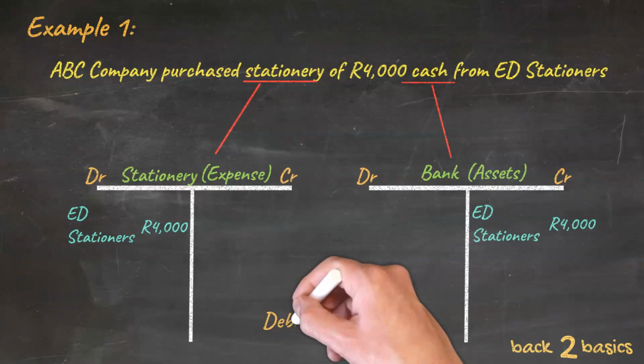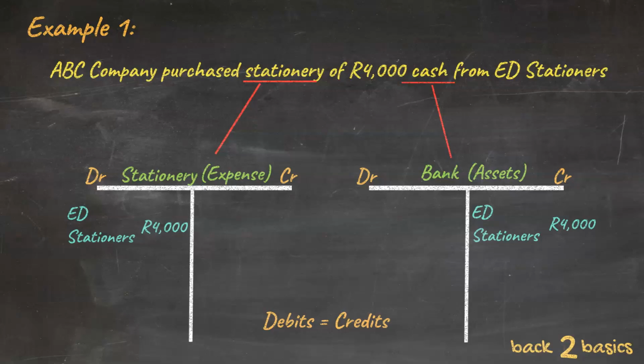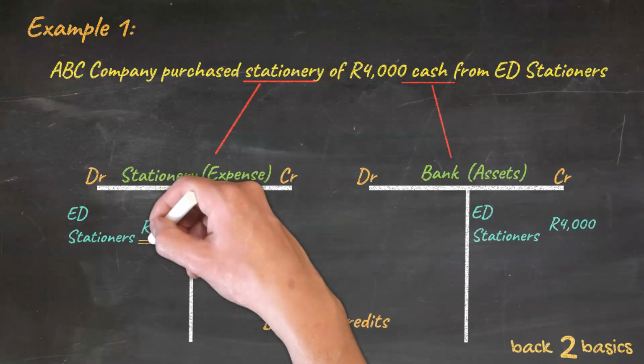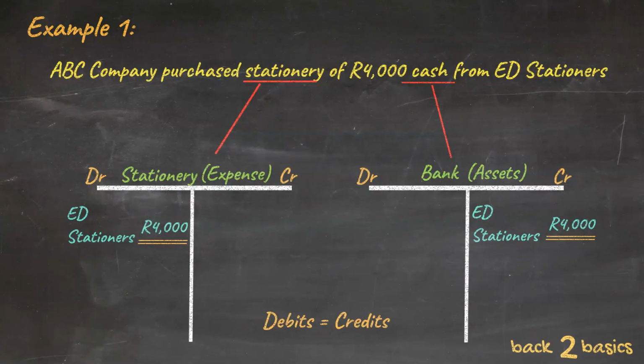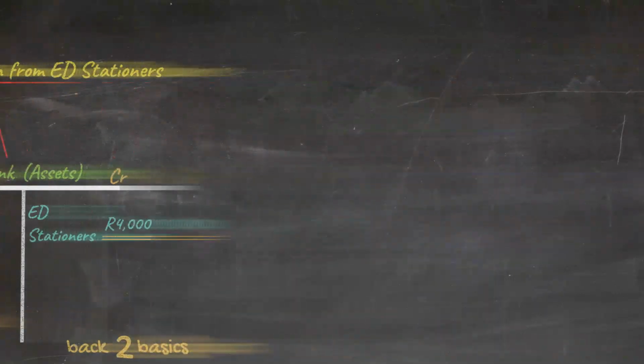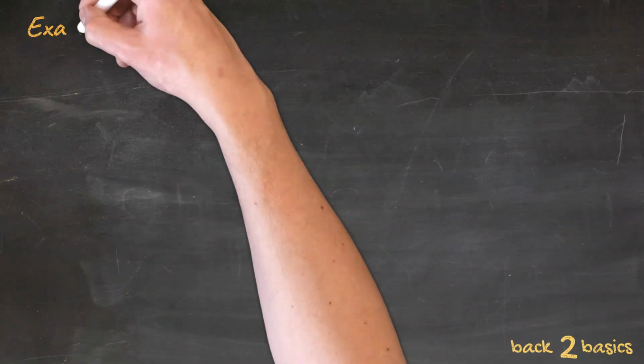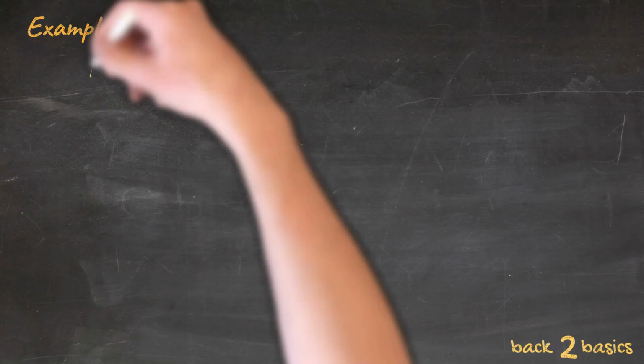You will now notice that the debit and the credit values balance, and that the recording of this transaction is now complete. Let's look at another example.